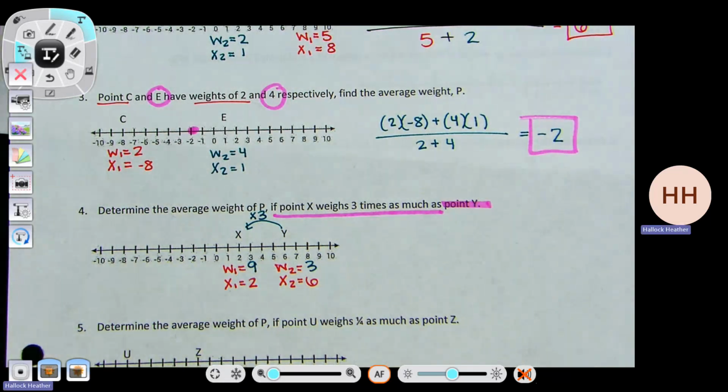So whenever they give you these in words, you can use any combination of numbers as long as it qualifies to be 3 times as much.